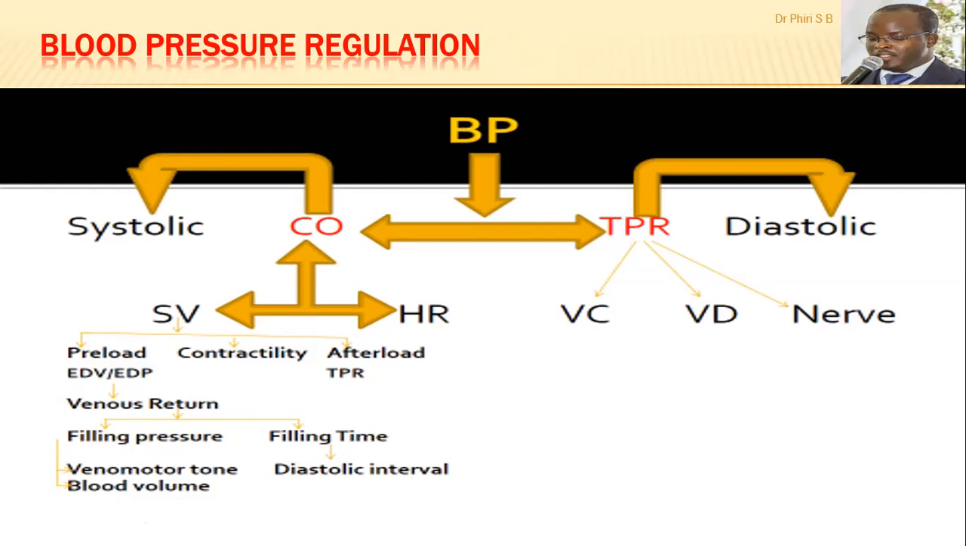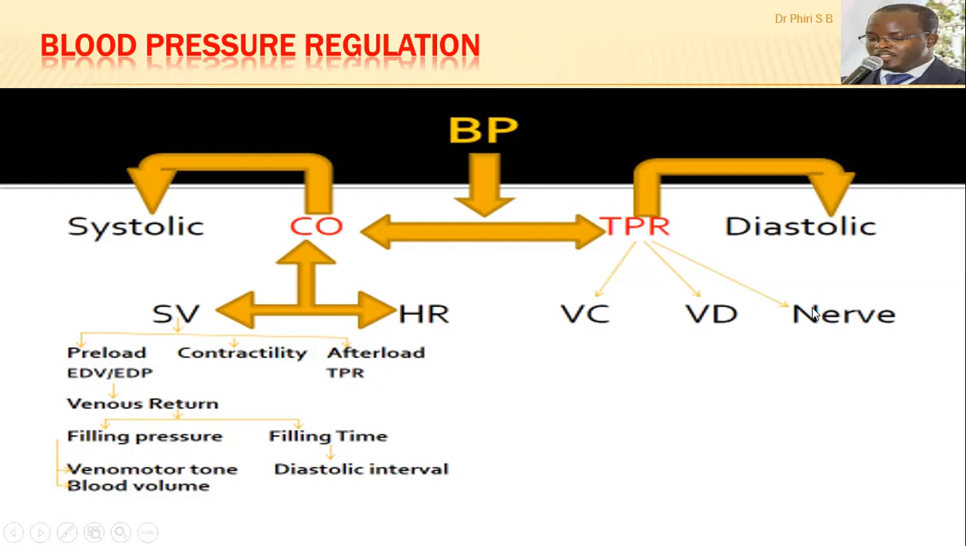So you have more accumulation of blood within the larger arteries that will create more hydrostatic pressure. Hence, the diastolic pressure is also going to increase. So this diastolic pressure is dependent on the total peripheral resistance, which is affected by the vasoconstrictors and vasodilators. So you have vasoconstricting factors and vasodilating factors. Then you also have the nerves, the sympathetics, parasympathetics.